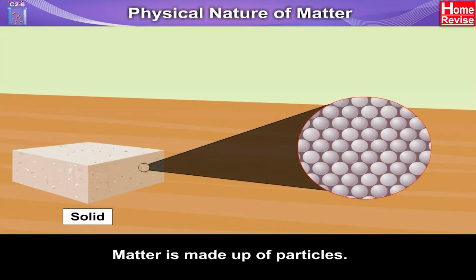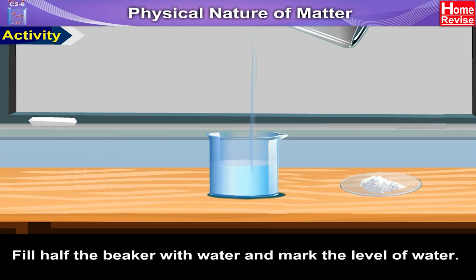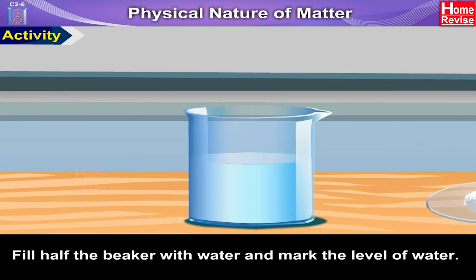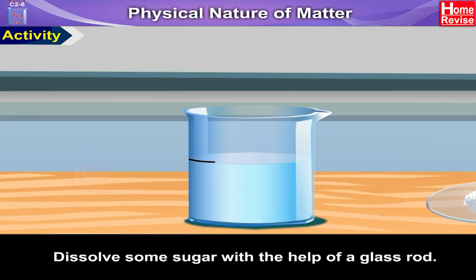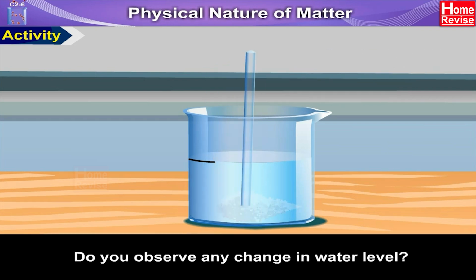Physical nature of matter. Matter is made up of particles. To understand this, how about doing an activity? Take a 100 ml beaker, fill half the beaker with water and mark the level of water. Now dissolve some sugar with the help of a glass rod. Do you observe any change in water level?